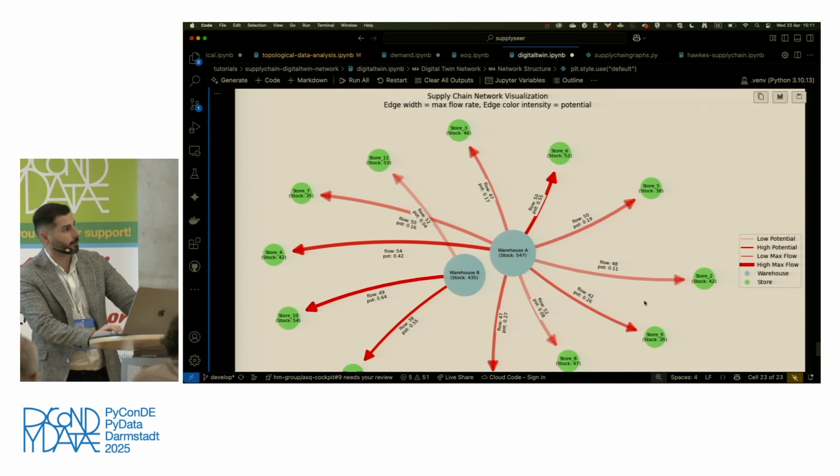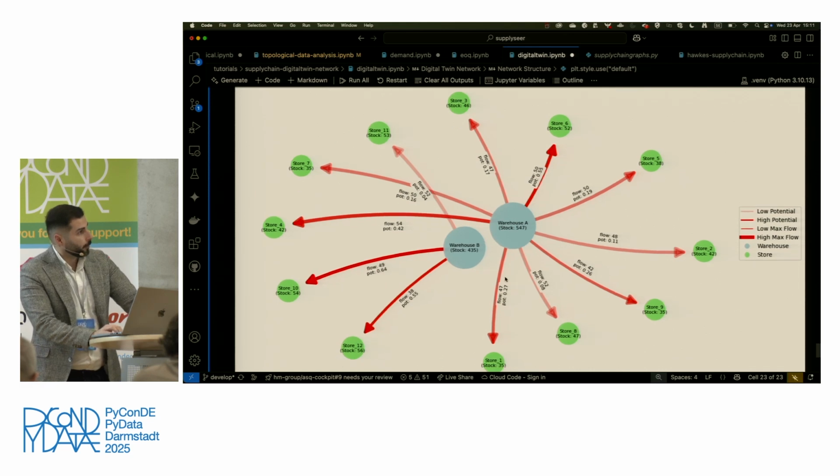It has a high max flow. So the thicker the line, the edge, the better the flow. For warehouse A, the flow to store 8 is 52, still good, but the potential is 8%, meaning it's probably a small store. That's how it's defined. It's probably a small store sitting somewhere. The potential is very low. I cannot send so much from this warehouse.